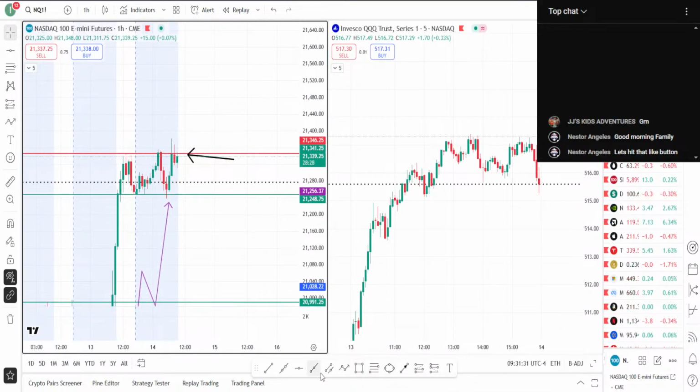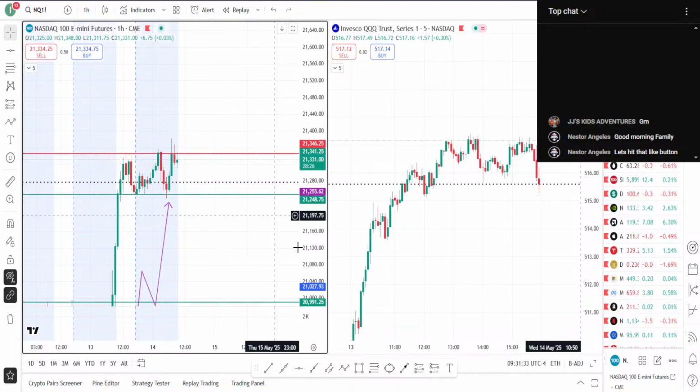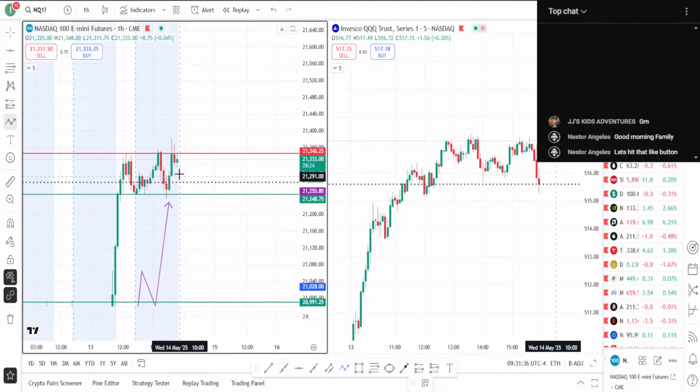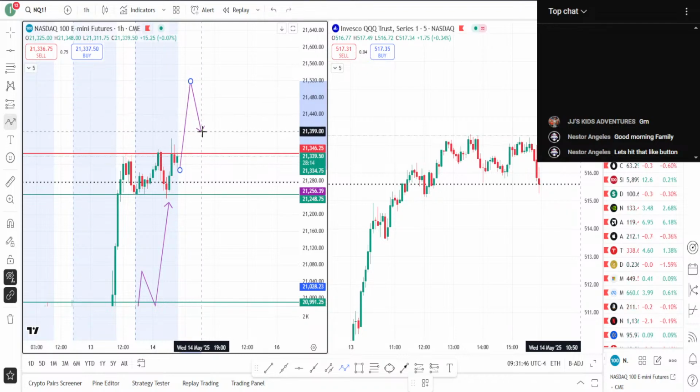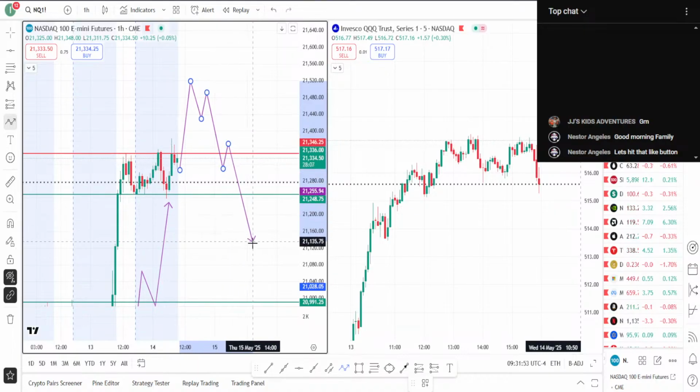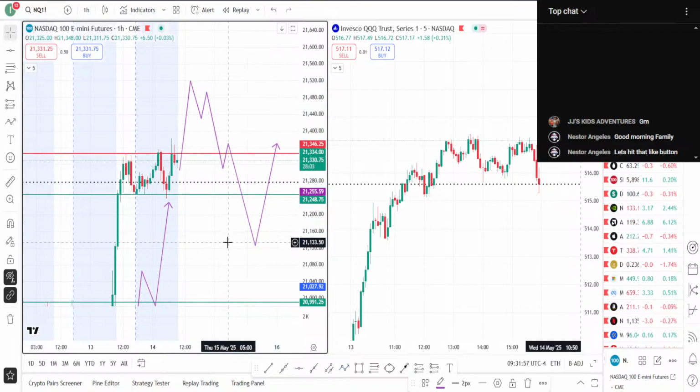Or we could also see a move up in the morning here. And what it'll do is it's not going to pull back and retest. But then when it comes back down, it might do something like this. And then it'll really kind of just come down fast. Something like that.